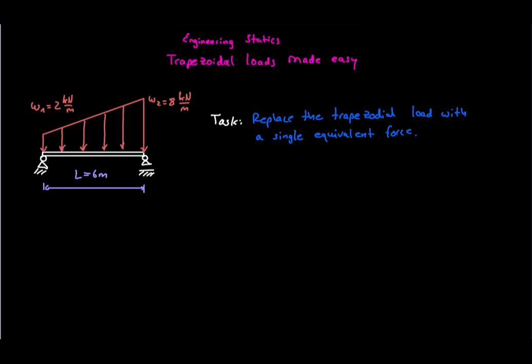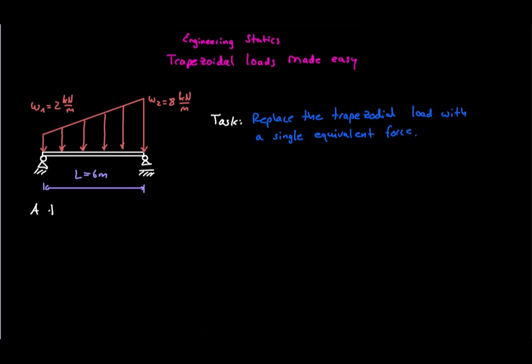Consider a beam carrying a trapezoidal distributed load. The load intensity starts at 2 kilonewtons per meter on the left side and increases linearly to 8 kilonewtons per meter on the right side. The beam length is 6 meters. Our goal is to replace this load with a single equivalent force and determine where that force acts.